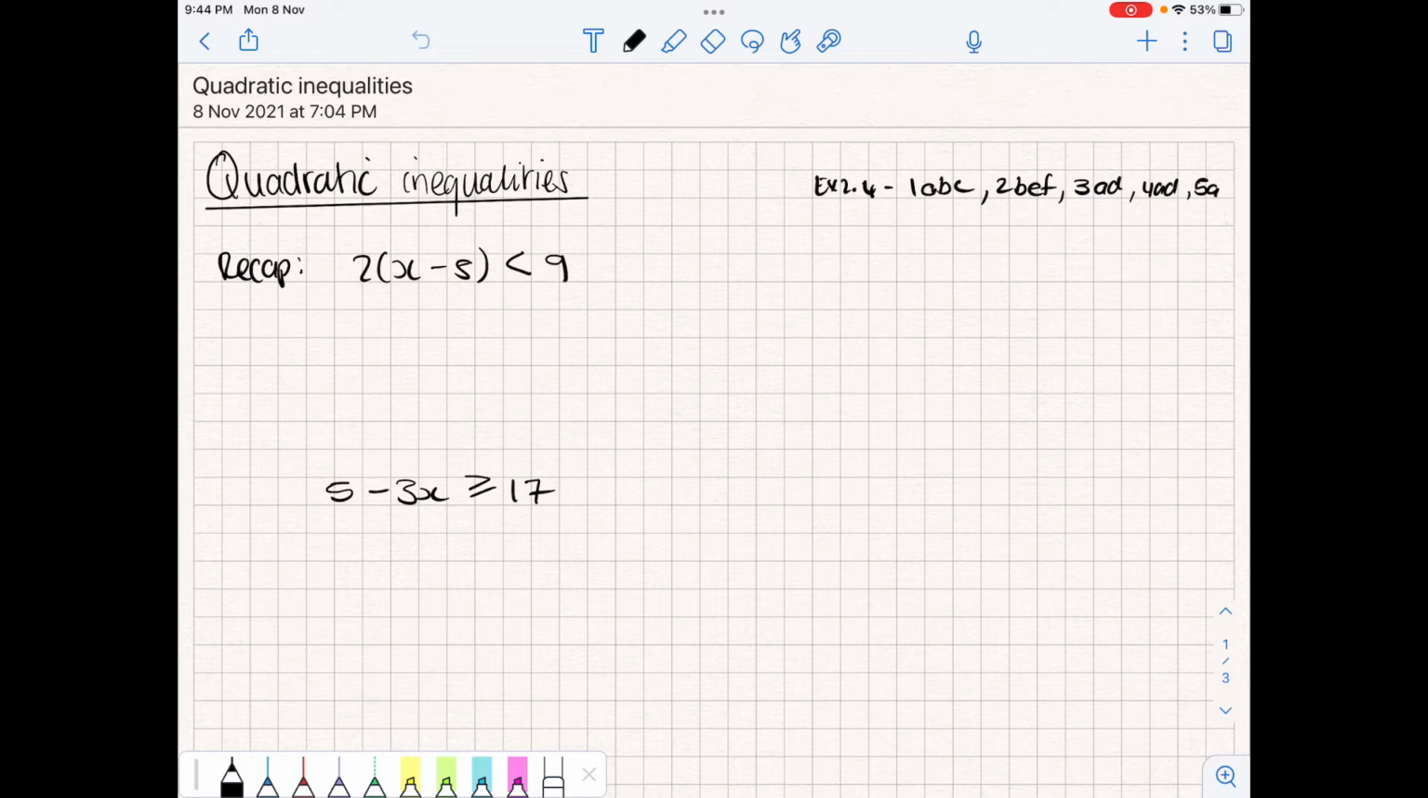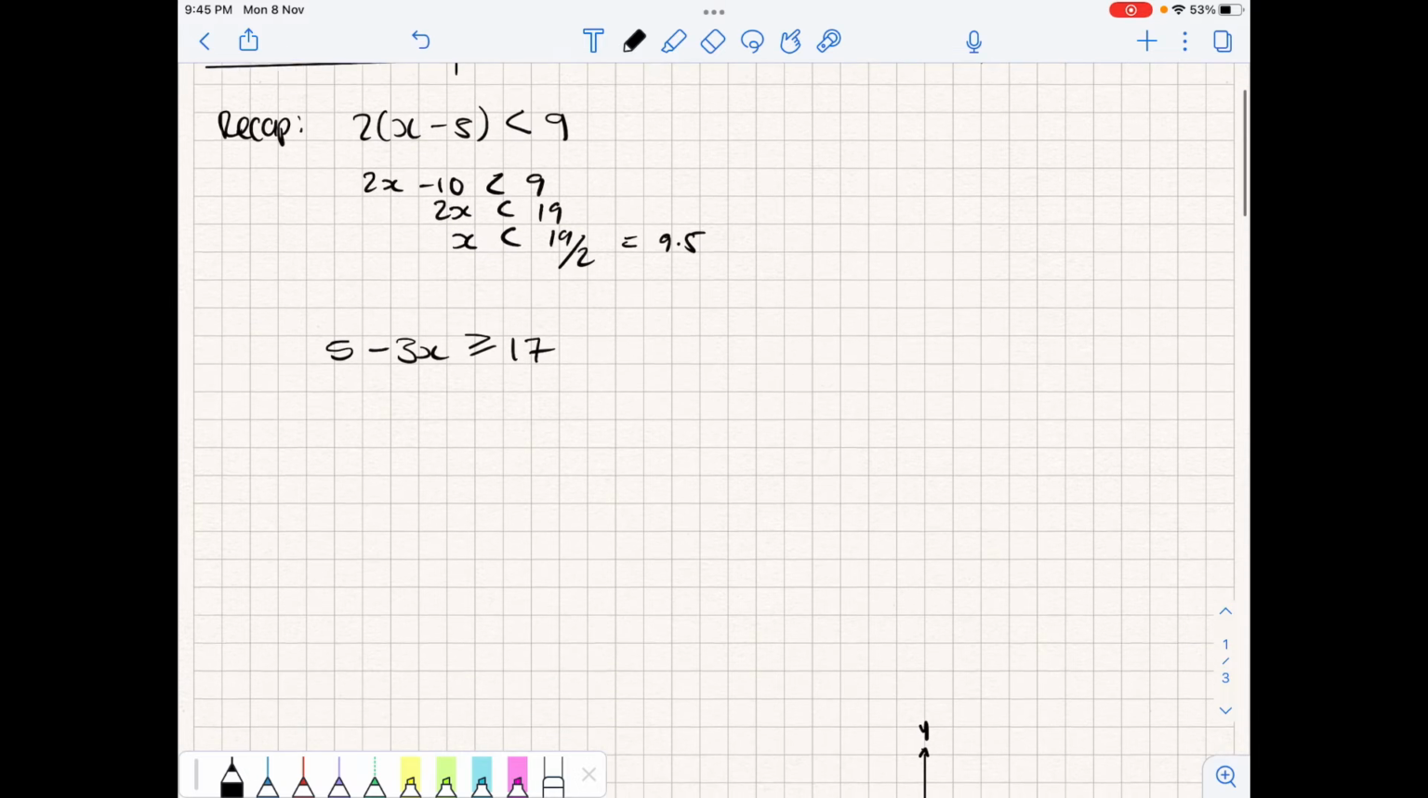So we'll first expand the brackets out. And then we'll just move the 10 to the other side, just like a normal equation. And we will get 2x is less than 19. And to solve for x, we just divide both sides by 2. And we'll get 19 divided by 2, which is just 9.5. So any value for x that is less than 9.5 would cause this statement to be true.